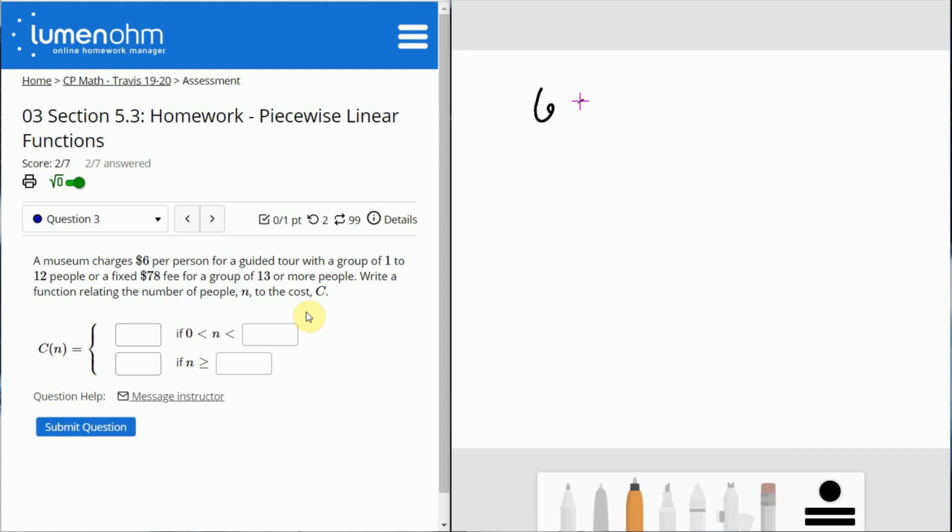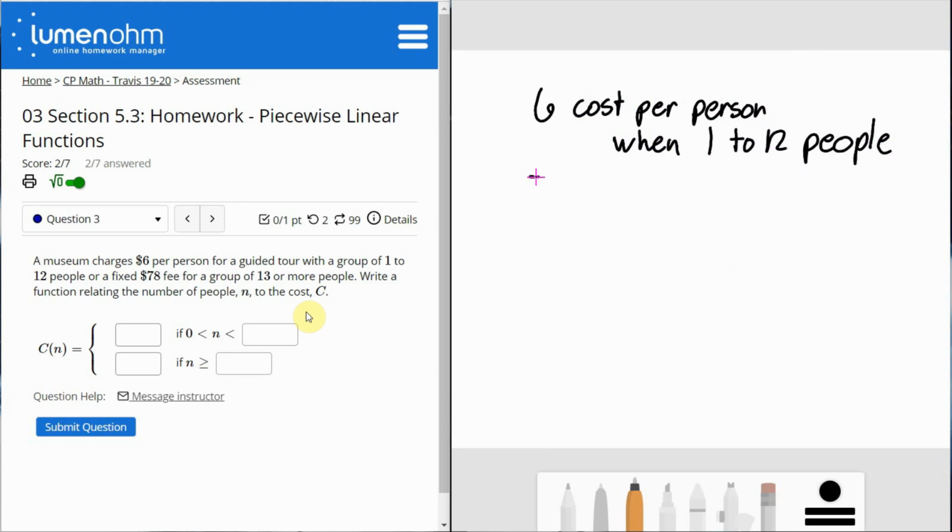6 is the cost per person when the group is between 1 and 12. And 78 is a fixed fee for a group of 13 or more.